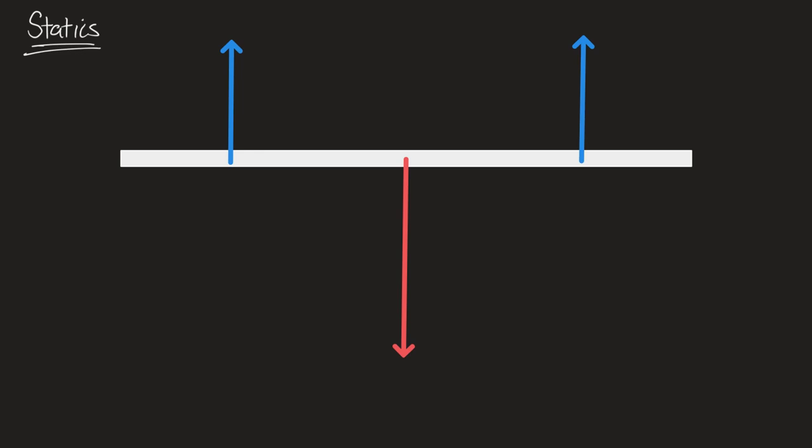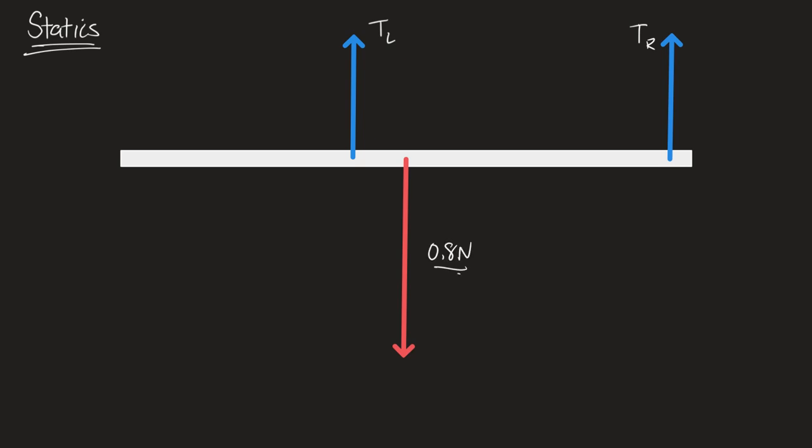And I want to shift where the supports are and predict what the 2 tensions will be. I know that this will be the tension on the left, and this will be the tension on the right. Sorry to bore you. And this will be the weight downwards, which is about 0.8 newtons. It's a little less than that, but we'll just use 0.8 for now.